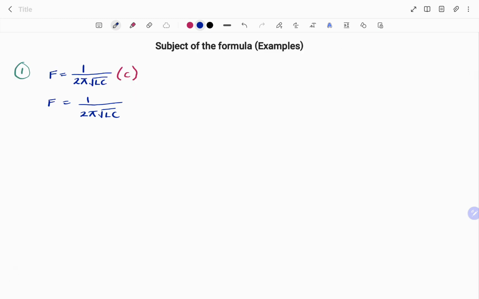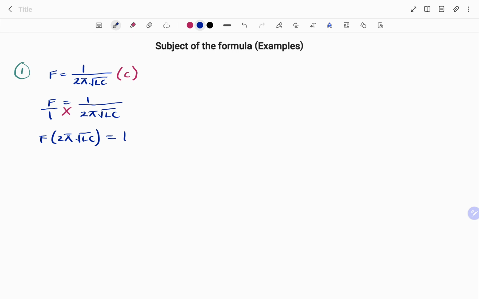In the first example we have f equals 1 over 2 pi square root of LC, and we are to make C the subject of the formula. Remember that any whole number or any whole variable written as a fraction would be over 1. Because we have fractions on both sides, we are going to cross multiply. If we cross multiply, we have f times 2 pi, the denominator of the other side, times square root of LC, equals 1 times 1, which is 1.